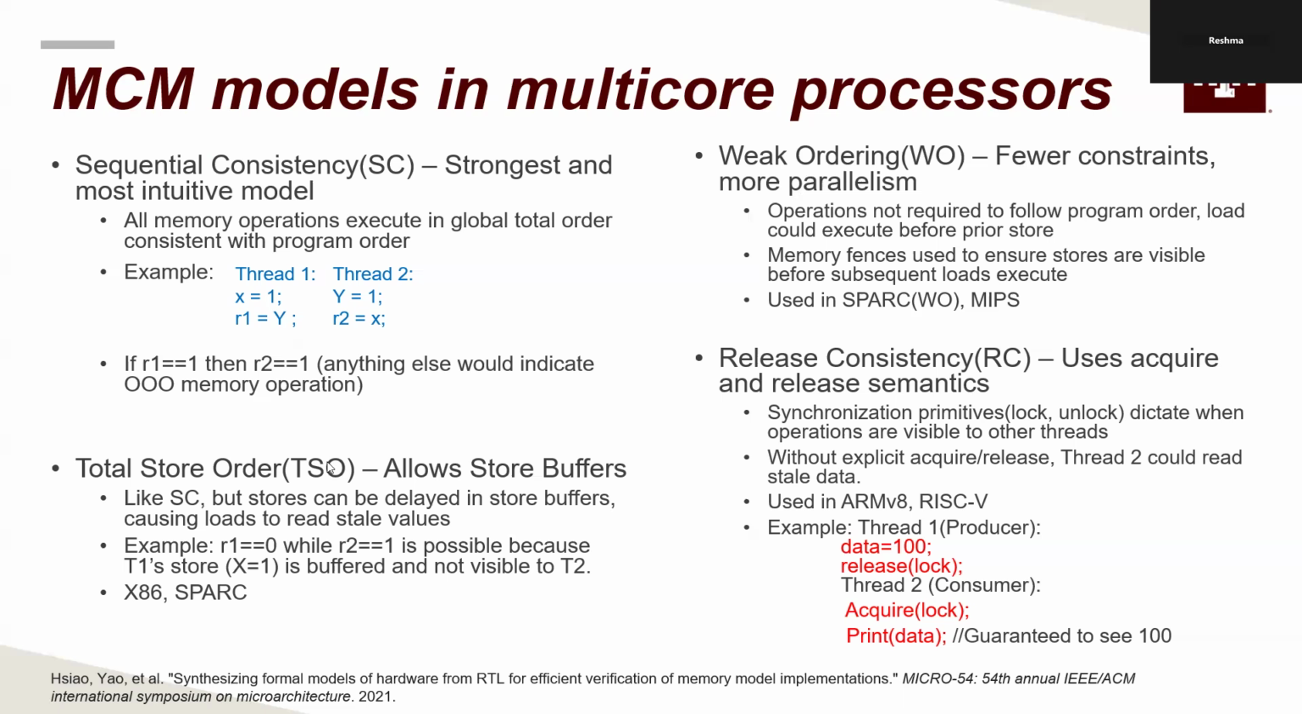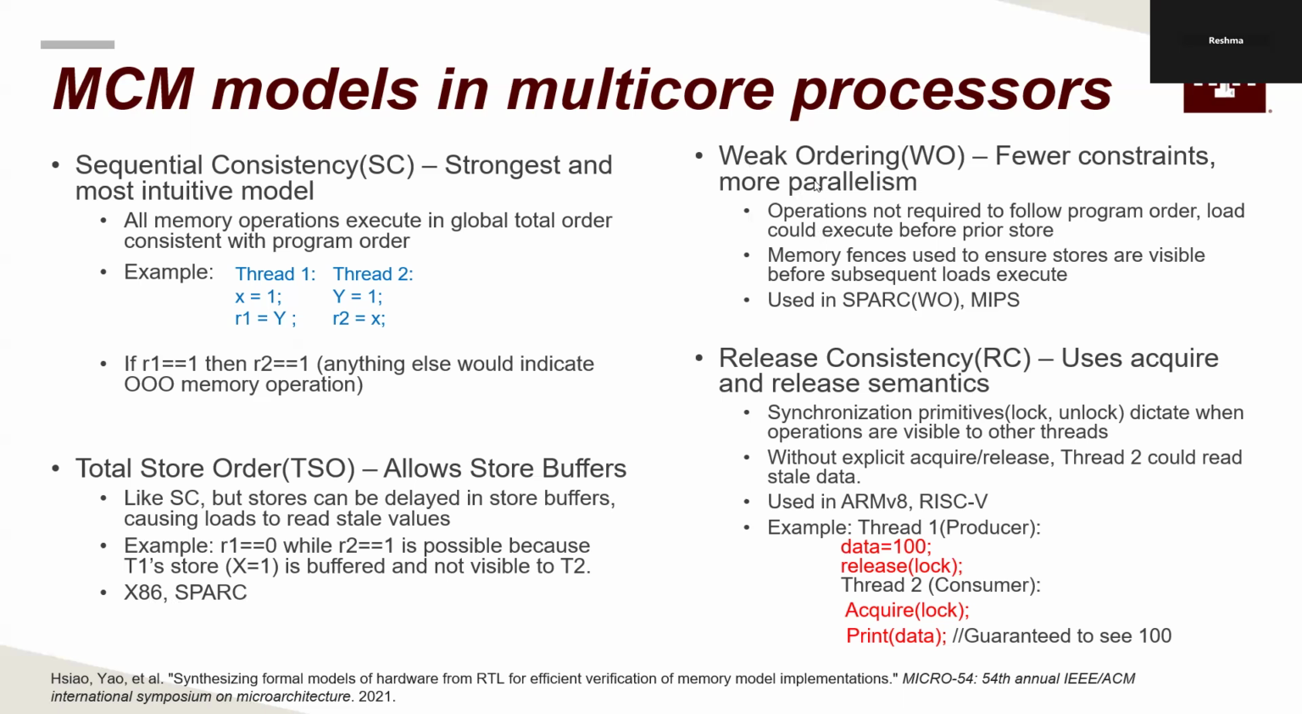Another model is total store order, TSO, which allows store buffers. This is also like sequential consistency, but stores can now be delayed in store buffers. This causes loads to read stale values. So the allowed outcome here, for the same example we saw earlier, can be r1 equals 0 while r2 equals 1, because the thread 1 store is buffered and not even visible to thread 2. This model is used in x86 or SPARC processors.